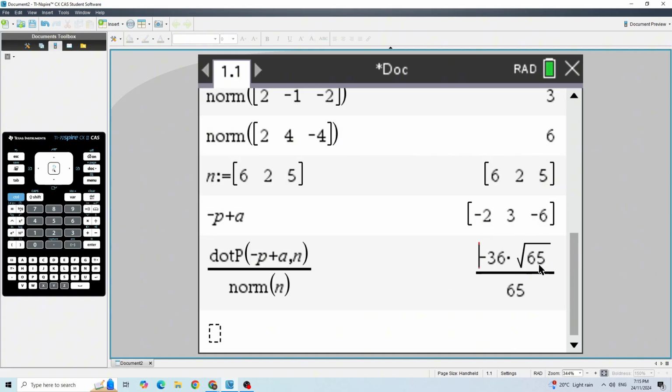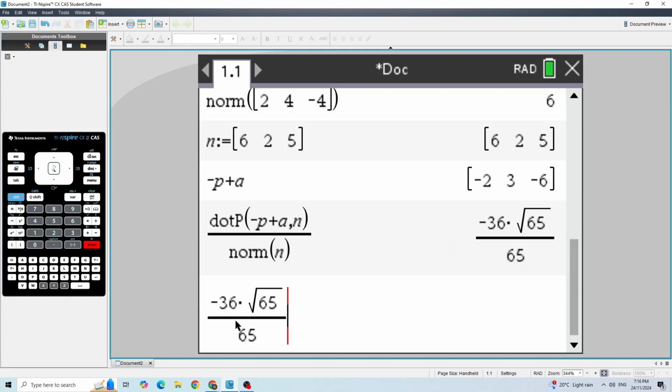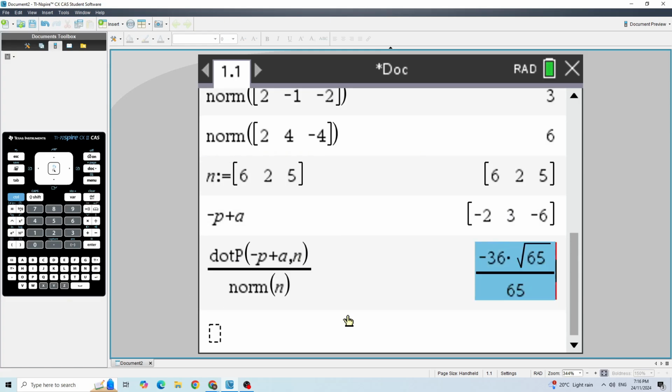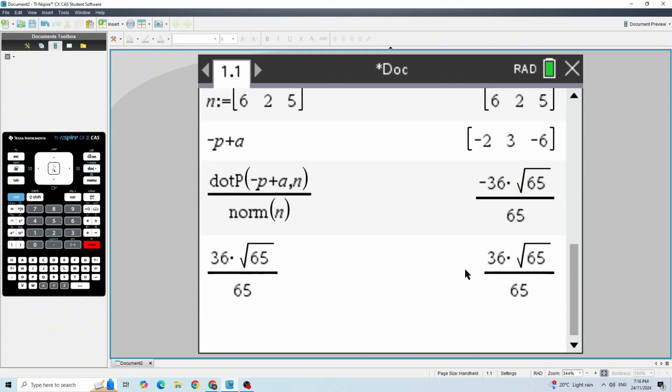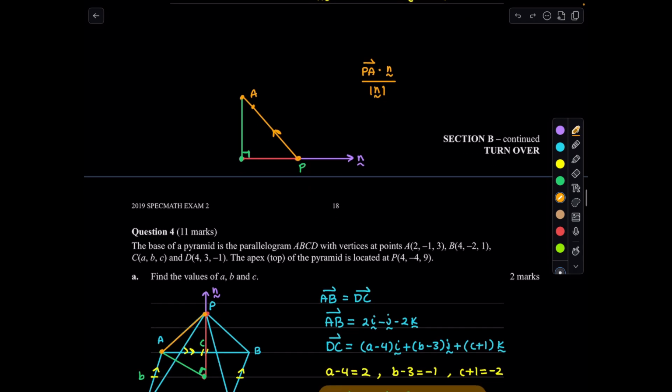Why is it negative? Just make it positive. Remember, it's a scalar, it's just distance. I don't know why it's negative. Okay, yep, make it positive. There it is. So this here is actually our height. It's that red part. So let's go back to our paper. We found the red part, which is our height.